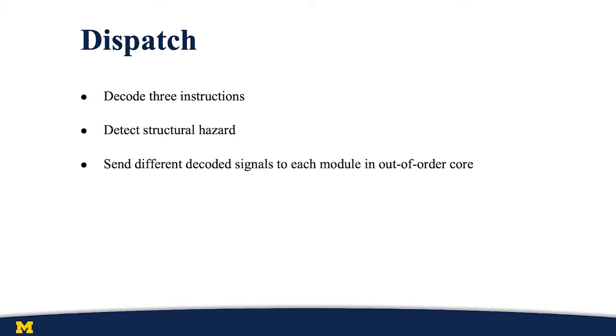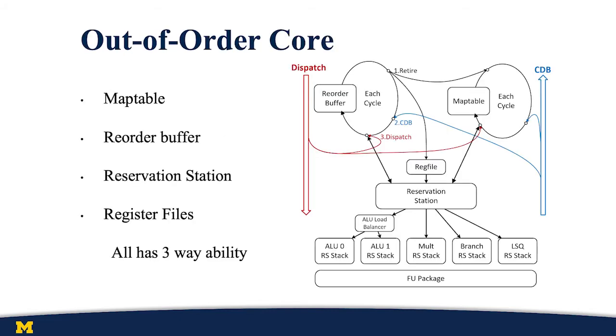So the dispatch is the module between the fetch stage and the out-of-order core. It is able to decode 3 instructions at a time, and it's responsible for detecting the structural hazard. It will send out a stall signal if it detects a structural hazard, and the stall signal will stall the whole front end. It will also send different decoded signals to different modules in the out-of-order core.